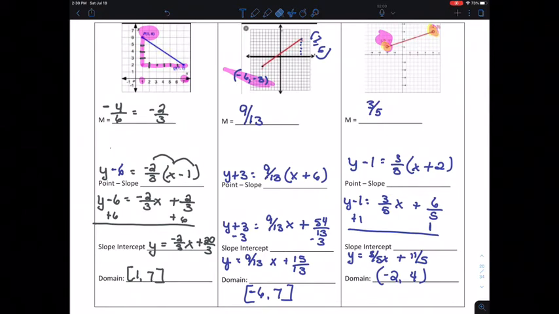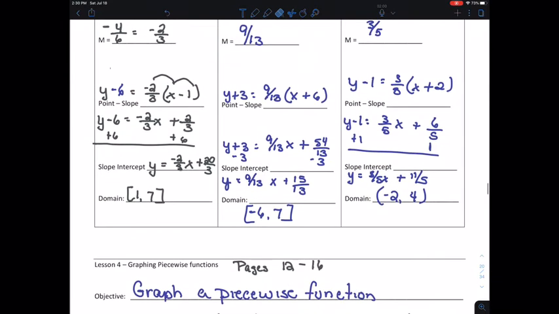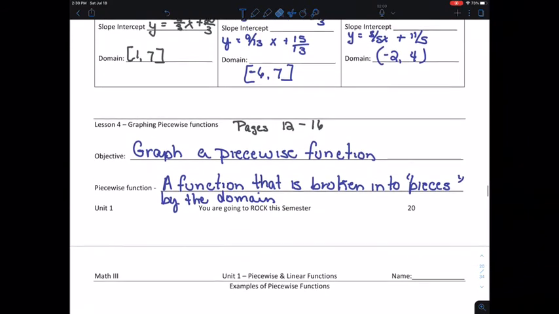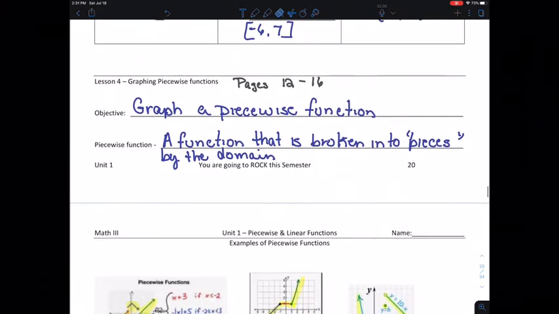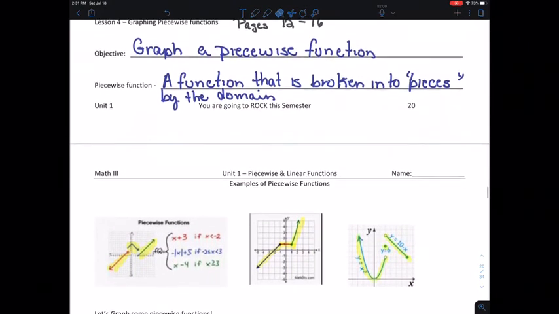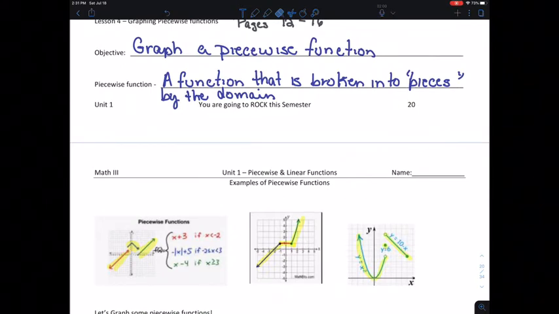Okay, so hopefully everyone has the answers, and we're going to move on to the lesson. So again, the notes start on page 12. And our objective today is that we're going to graph a piecewise function. And you may be asking, what is a piecewise function? A piecewise function is a function broken into pieces by the domain.